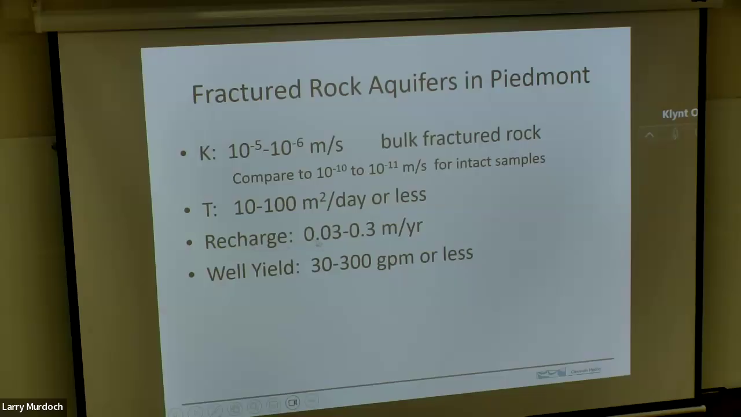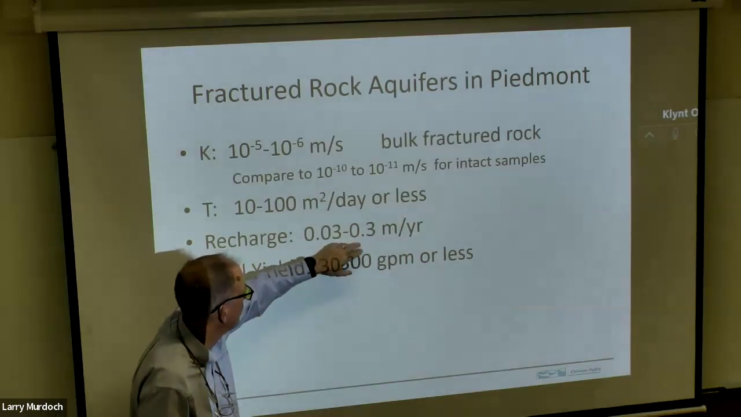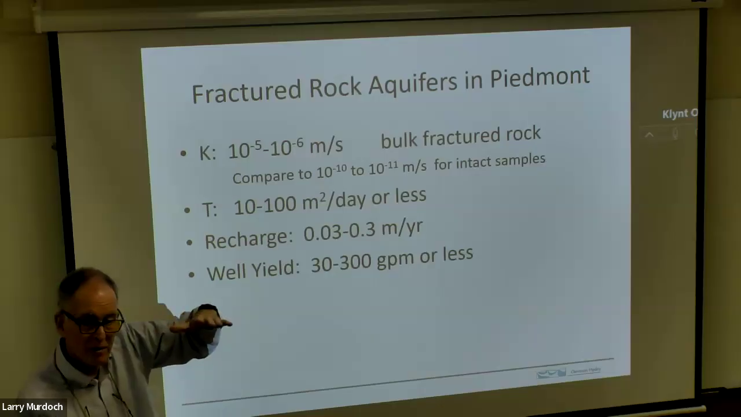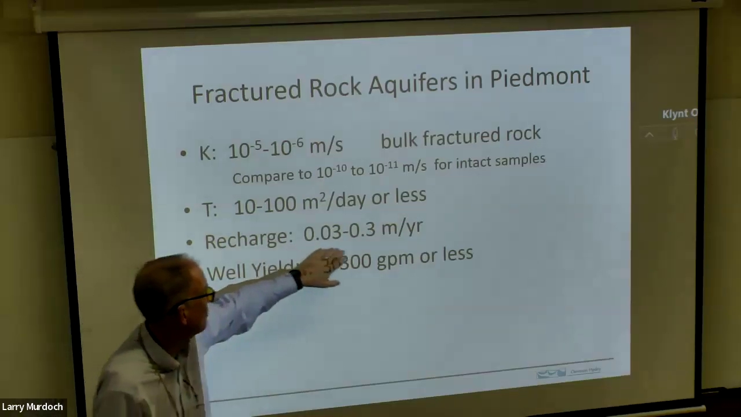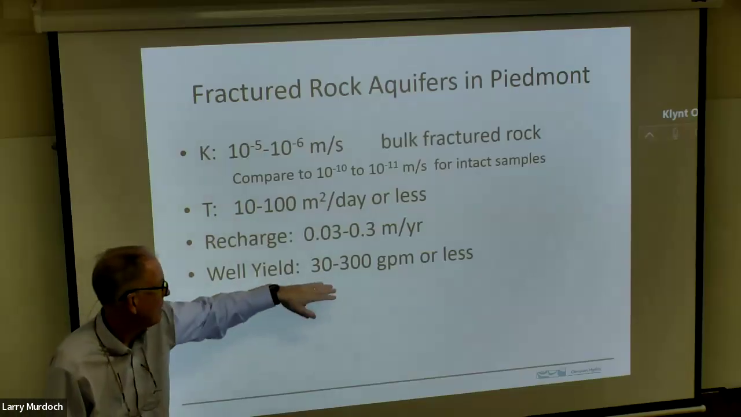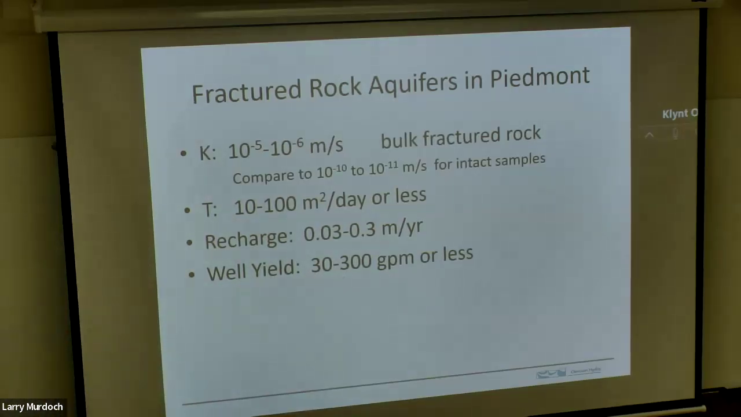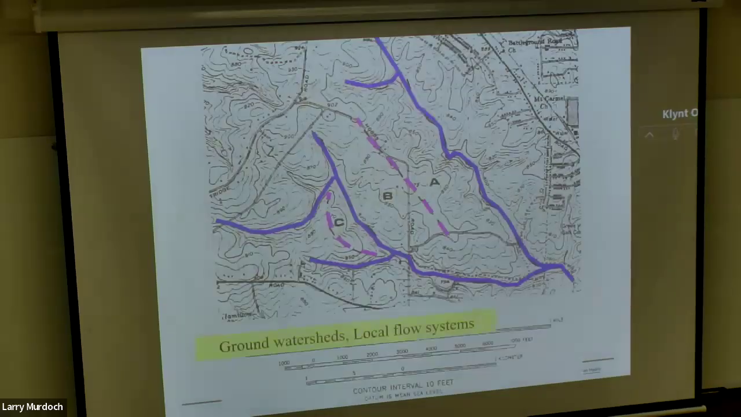Recharge, these data here are from the USGS, and it's like 3 centimeters to 3/10 of a meter. So it's like this to like that for the recharge in the Piedmont. We've done a variety of analyses here, and this is a reasonable range, but we find it's probably more typically around 0.1 to 0.2 meters per year for the recharge. And then this is kind of on the high end of the well yield that we find in the Piedmont. So those are some of the properties.